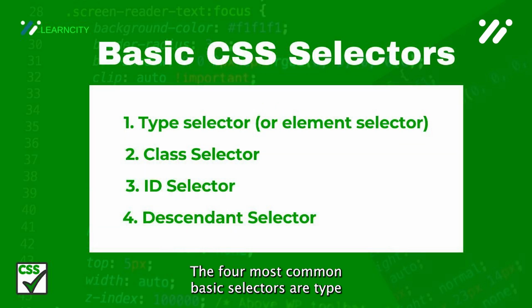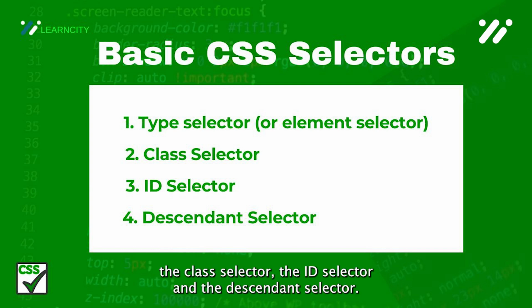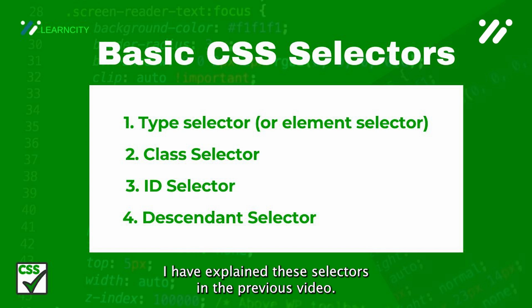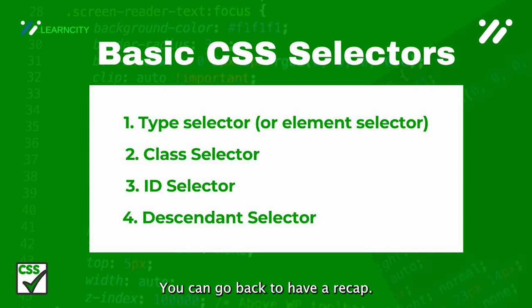The four most common basic selectors are type selectors, also referred to as element selectors, the class selector, the ID selector, and the descendant selector. I have explained these selectors in the previous video. You can go back to have a recap.